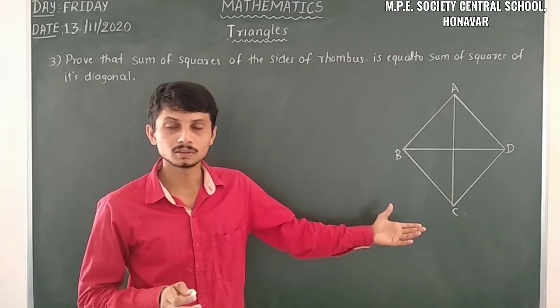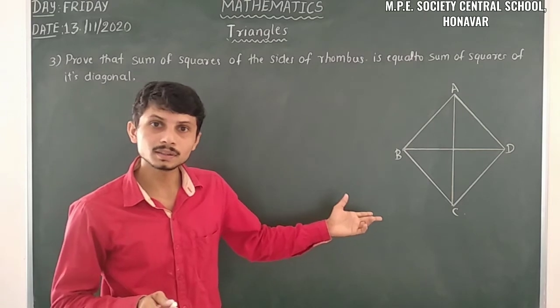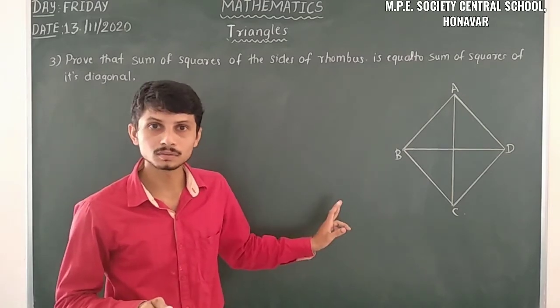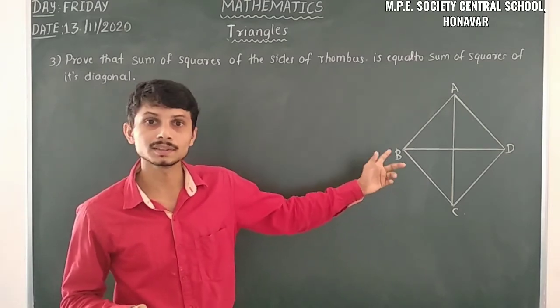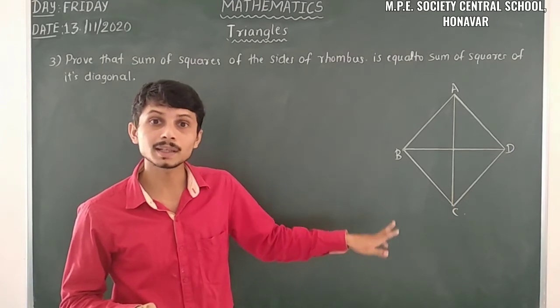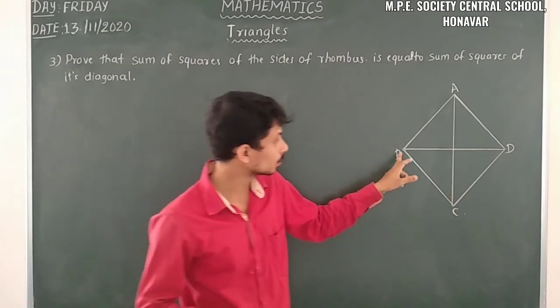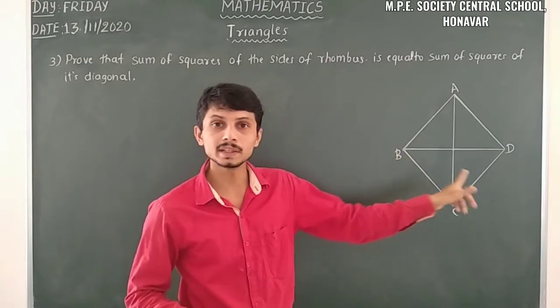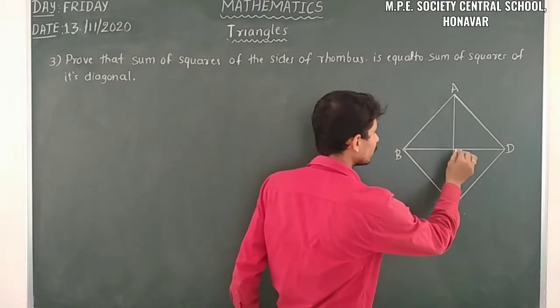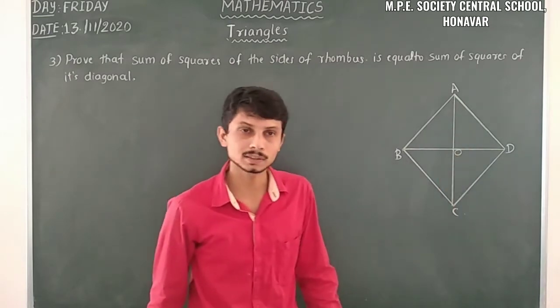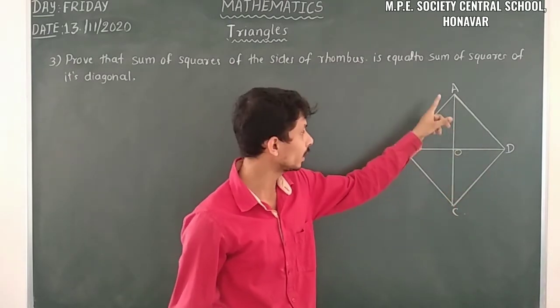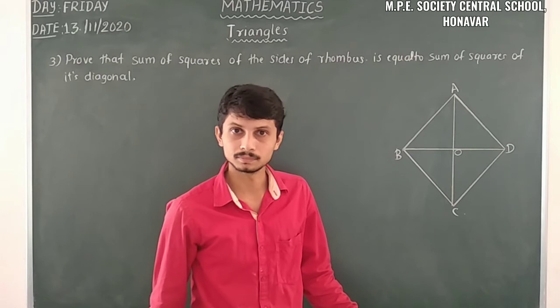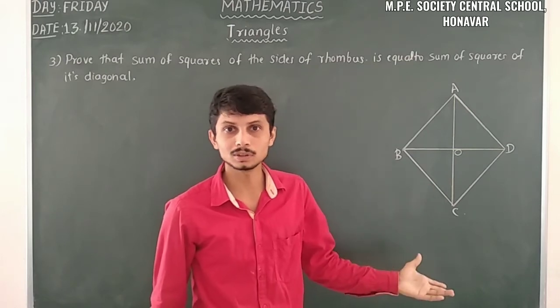So here we know that all the sides are equal, and we can use that. The diagonals bisect each other. It means BD divides AC into two equal parts and AC divides BD into two equal parts. That means when we take the intersection point as O, BO is equal to OD and AO is equal to OC. So we have to use that.